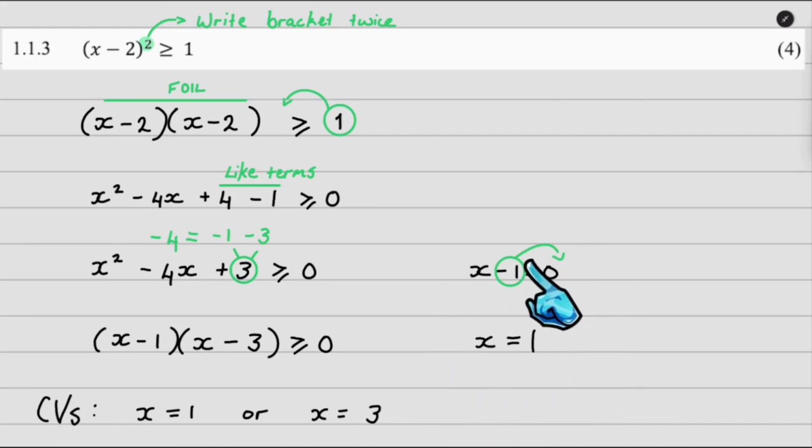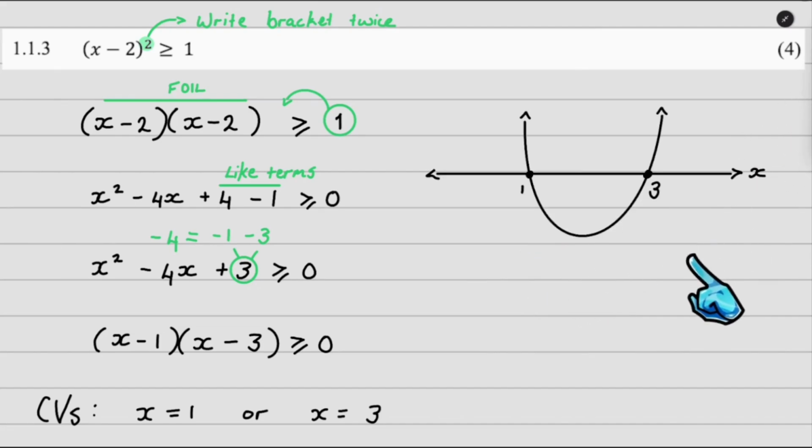That's what CV stands for, by the way, critical values. And I'm just going to get rid of this because we're going to draw our parabola now. When we draw our parabola, we can see this is a happy face because the number in front of x squared is positive. It's a sneaky little 1. And then we put the lower critical value on the left and the higher critical value on the right as the x-intercepts of the parabola.